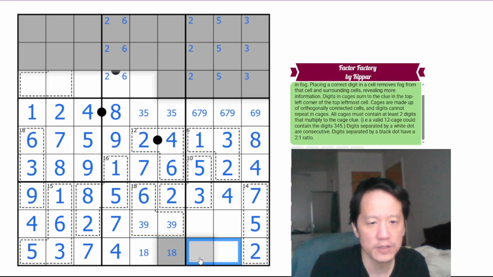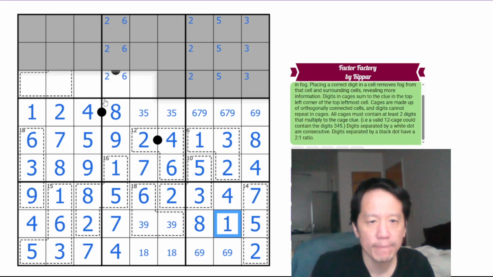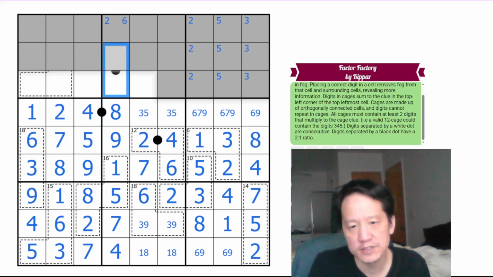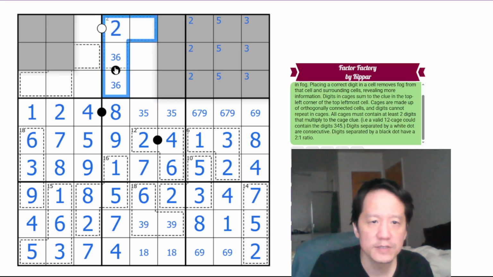This must be a 6, 9 pair. And this must be a 1, 8 pair. And this can't be 1, so this must be 8, which makes that a 1. This is a 1 to 2 ratio, and it cannot contain 1, 4, or 8. That eliminates everything but 3 and 6. So this is 3 and 6. This must be then a 2. So this is a 2. This adds up to 12.